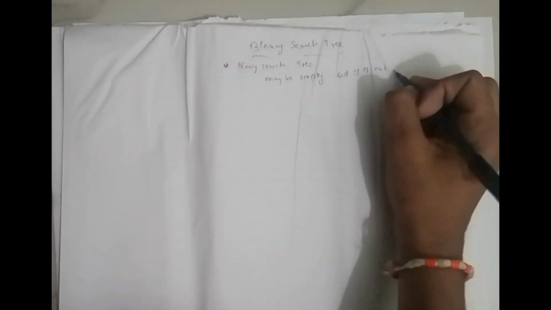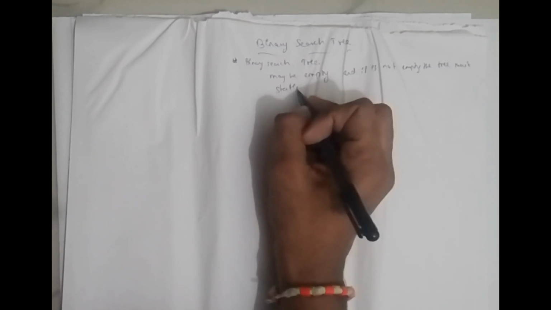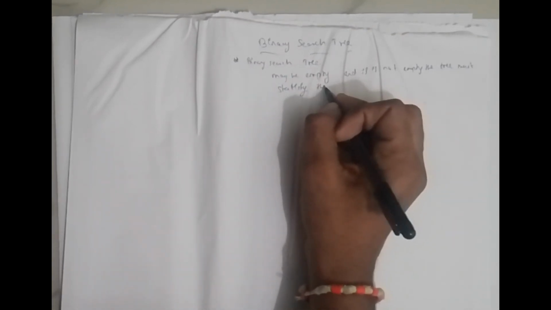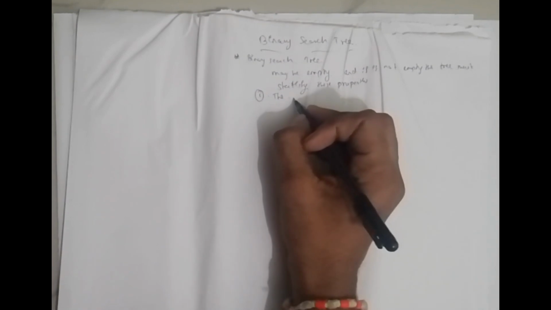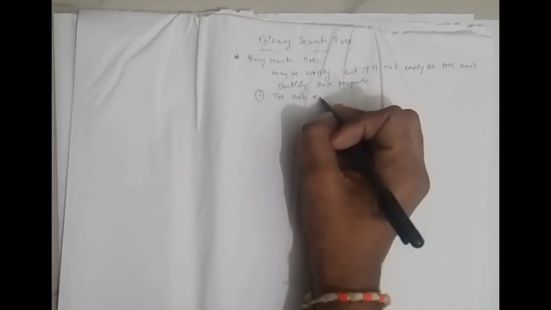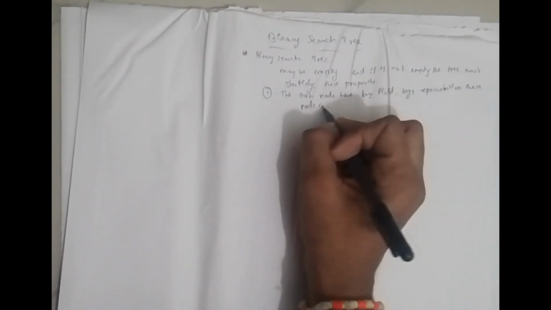The tree is not empty, and it must satisfy these properties. The first property is that each node has a key field, and the keys of those nodes are distinct.